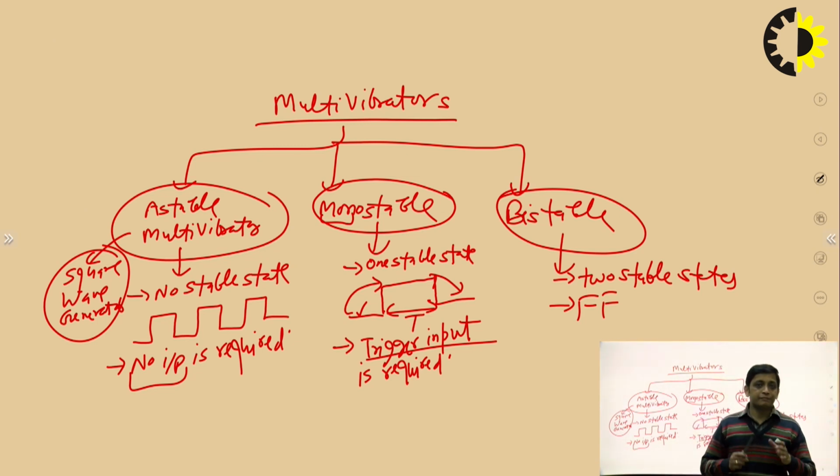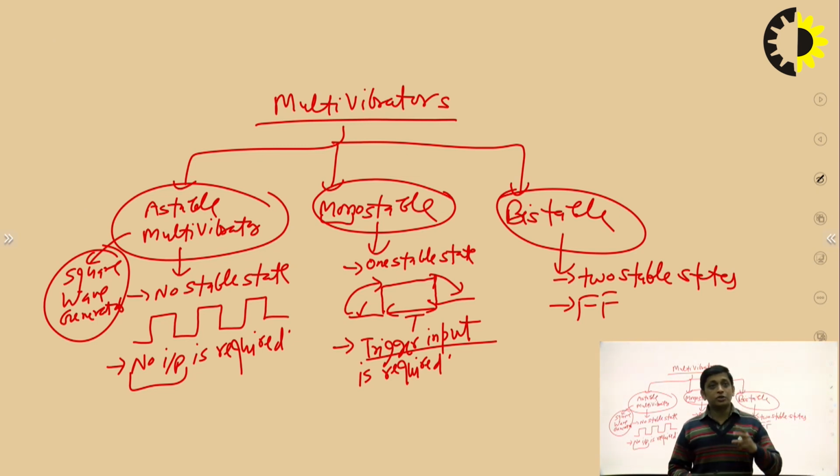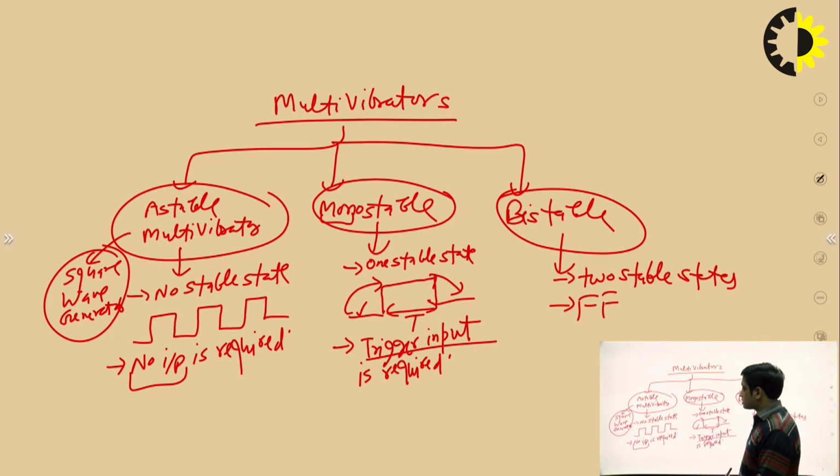Why? Because flip-flop is having two stable states, that is logic 0 and logic 1, and the output of the flip-flop changes only when there is a clock pulse, when there is a trigger pulse. And in flip-flop we use edge triggering, right? So you remember, in flip-flops clock is required, and that clock should be edge triggered. So the example of bistable is flip-flop that you have studied in digital design. So these are the types of multivibrators.